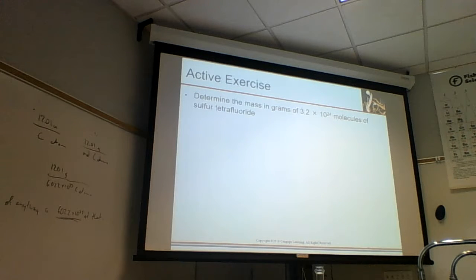Do I have something that gets rid of molecules? For example, 6.022 times 10 to the 23rd of any molecules is equivalent to a mole of whatever molecules. Oftentimes this mole of molecules is just called moles. And so molecules cancel, and that gives me moles of SF4. So now I have moles of SF4.